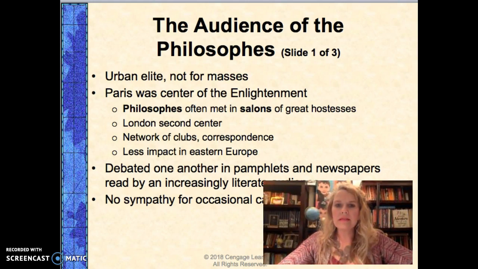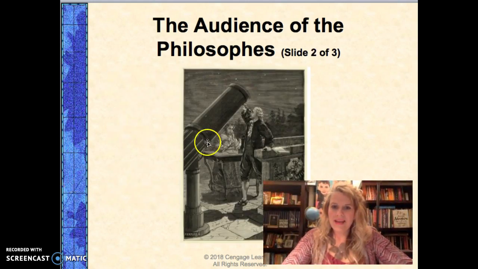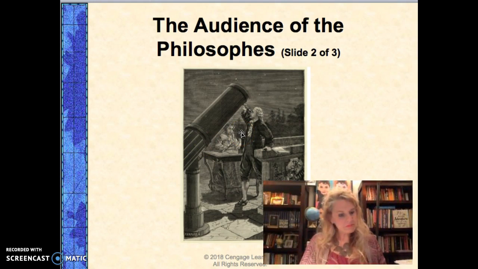Let's see. Philosophers often met in salons of great hostesses. Paris was a center of Enlightenment, and London was kind of a second center. No sympathy for occasional calls to violence. They debated one another in pamphlets and newspapers that were read, and not everyone could read yet, though. So because they were in the Dark Ages for so long, they really had to educate the masses before they could.